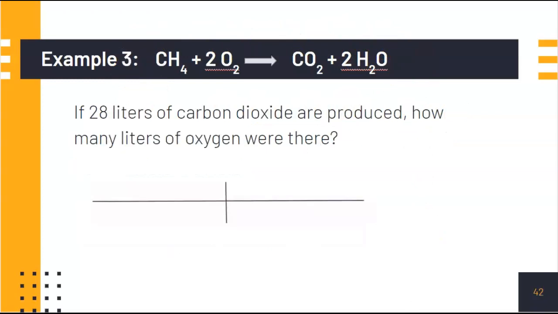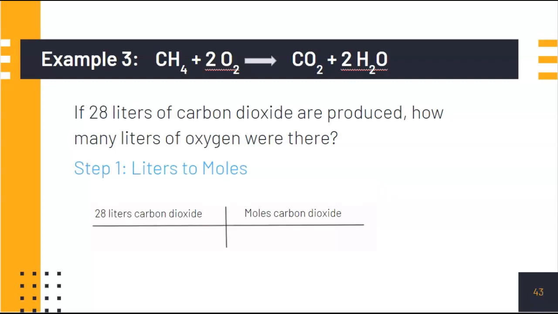Okay. Third example is, again, same reaction, but this time if I have 28 liters of carbon dioxide, how many liters of oxygen do I need to make that much? So notice I'm not doing moles in liters, now I'm doing liters in liters. Oof. If moles to moles is 1 step and liters to moles is 2 steps, then guess what? Liters to liters is, ding, ding, ding, 3 steps. Get yourselves excited. So here we go.